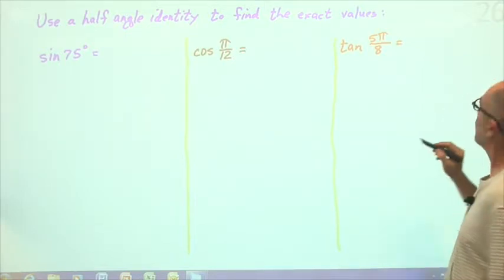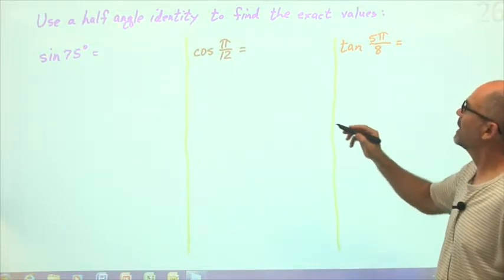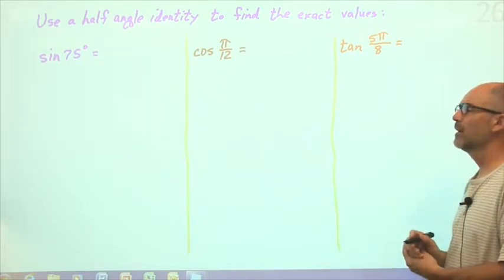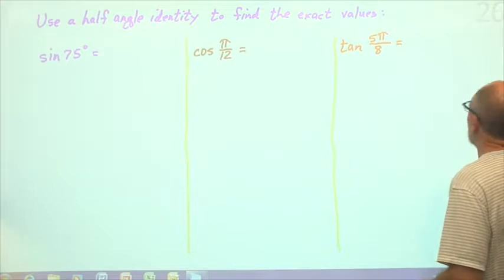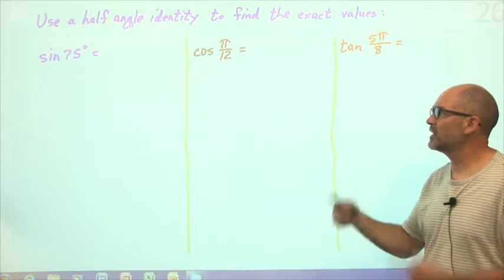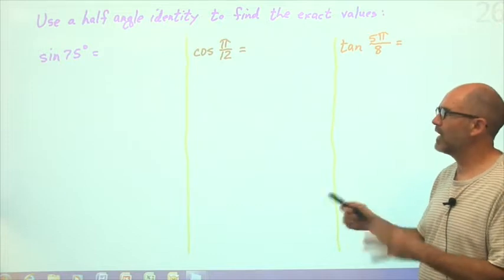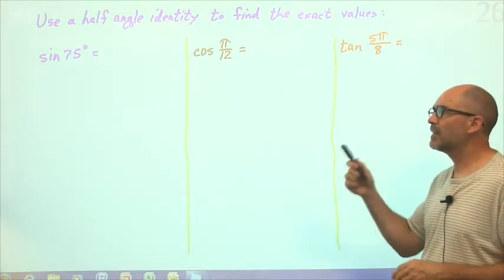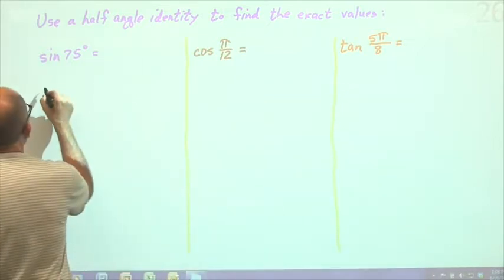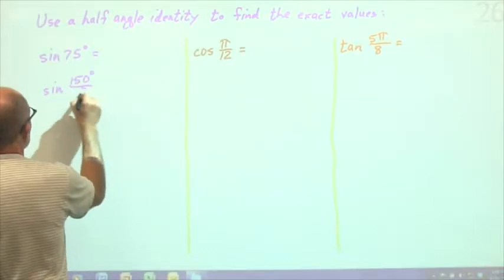Now this one, we want to verify, or basically solve for these values using the half angle identities. So first one, sine of 75 degrees. Well, I could do the sum of the angles. So I remember 75 was 45 plus 30, and I know sine and cosine of 45 and 30. This is a new technique now, and it's actually a little simpler. We can make this sine of 150 over 2.